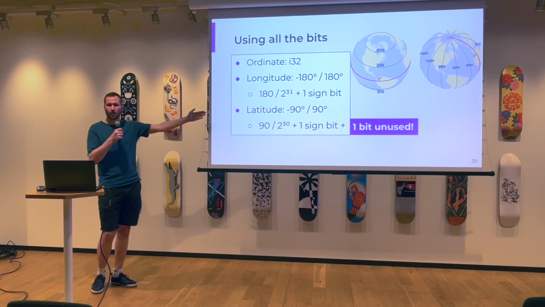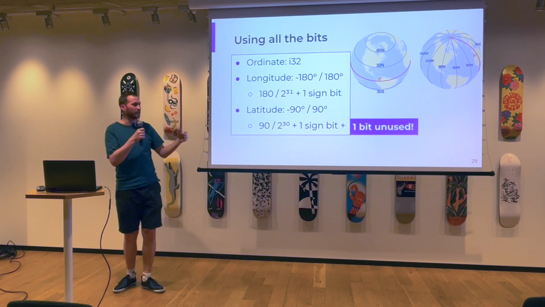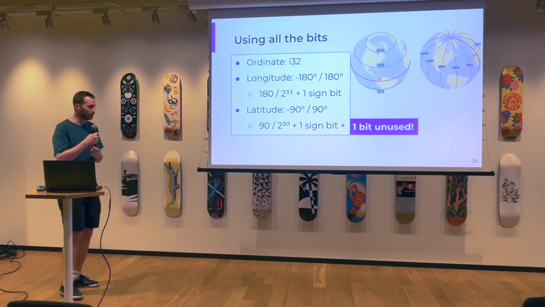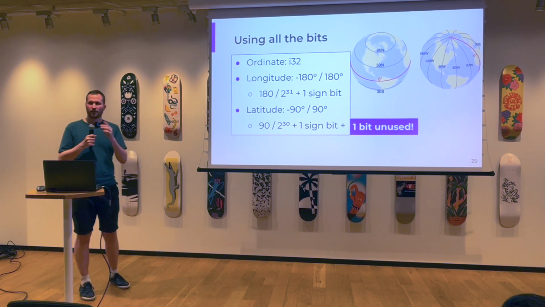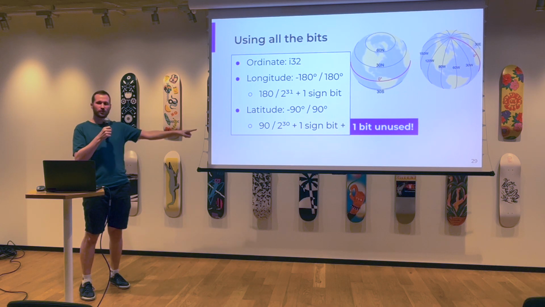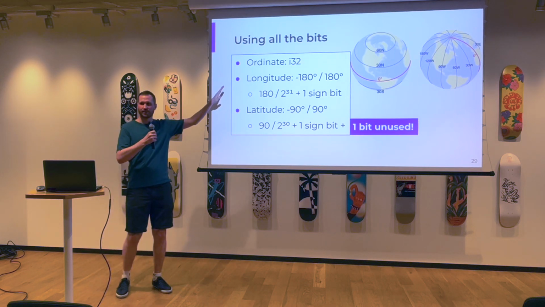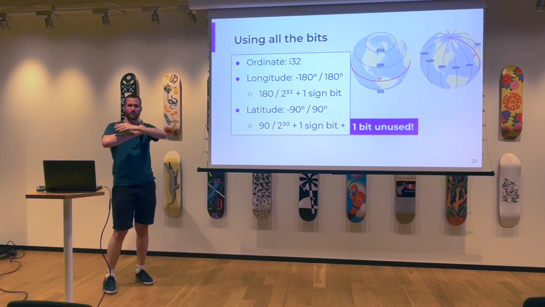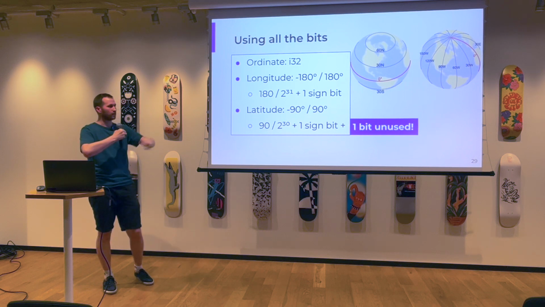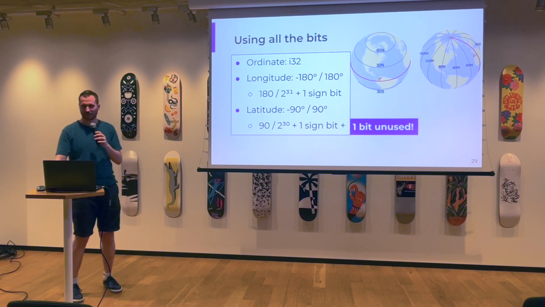But for latitude, we only have 90 degrees. That means we need 1 bit less to store this number for latitude, which means there's 1 bit available. Does anyone know what bit we're going to use this for? Thinking? Almost? It's the flip bit. Remember that we flipped our segments? We need to keep track because we want to flip them back as well. So whether the segment was flipped or not, we can store in this bit so we don't have to use more space. Again, an optimization, but not really necessary.